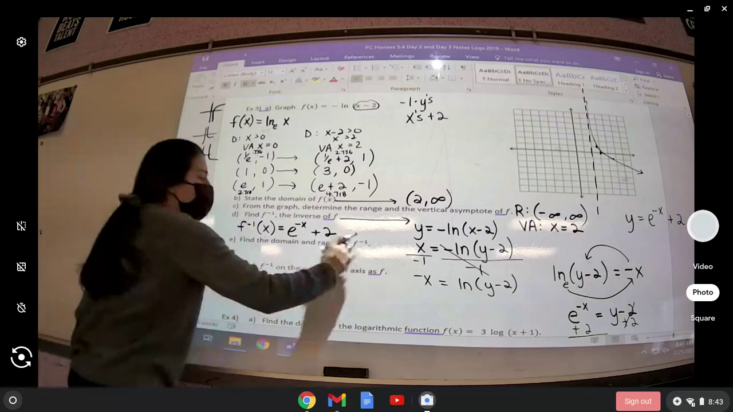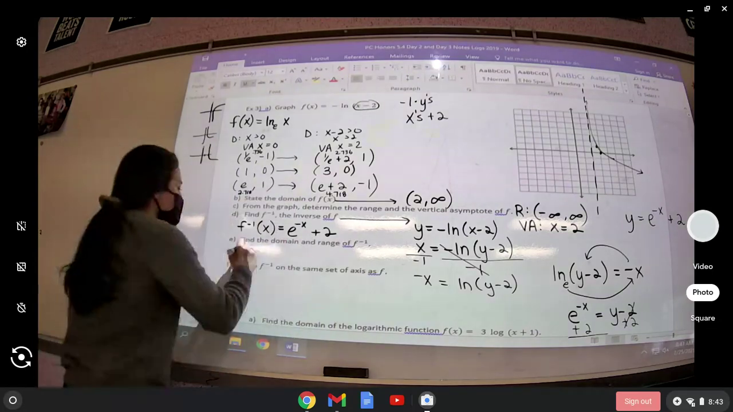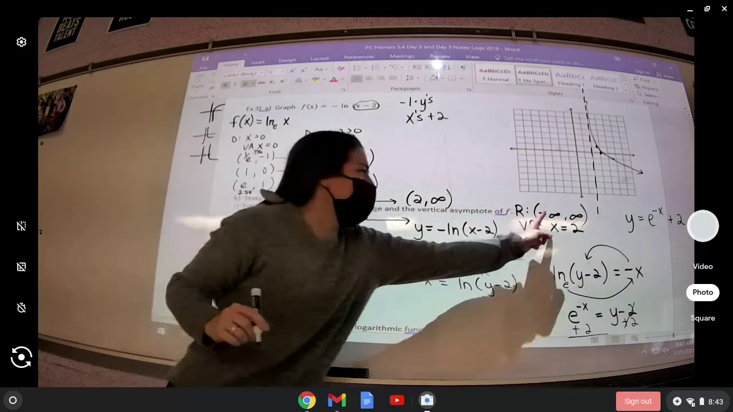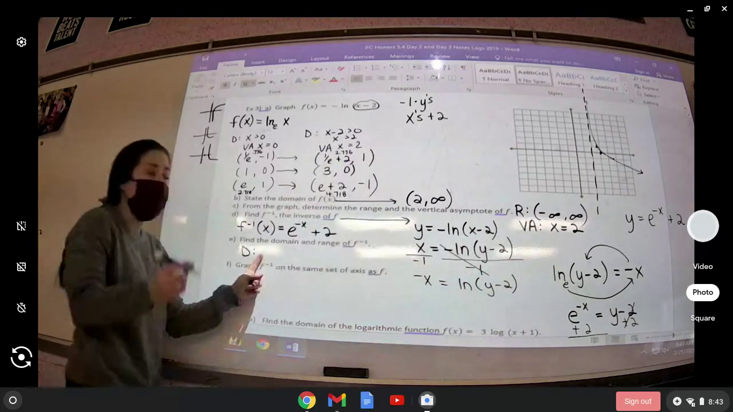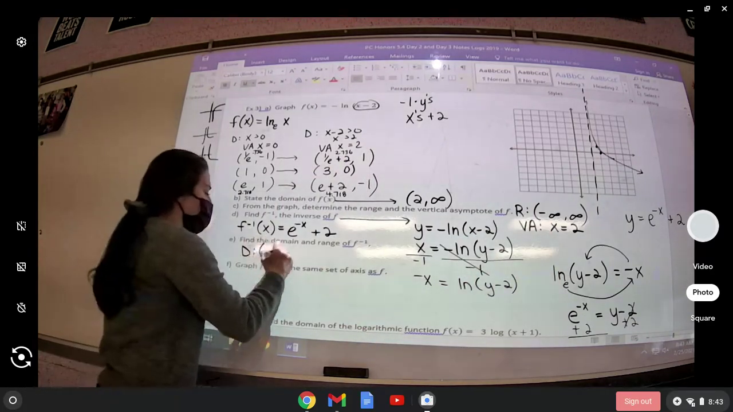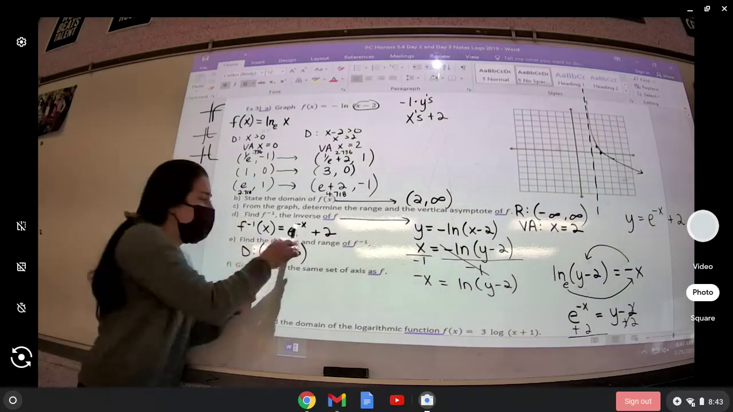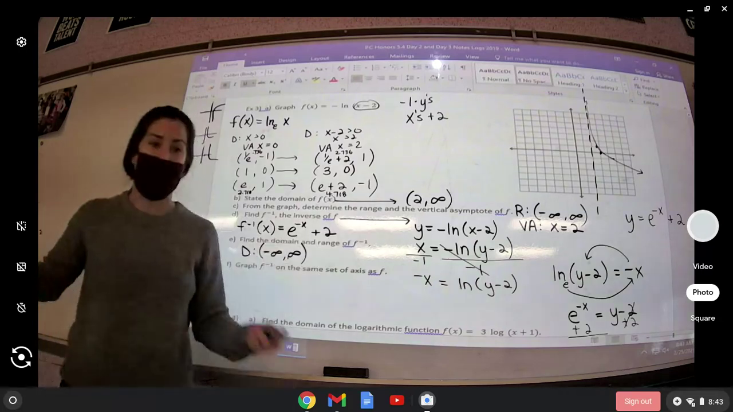All right, now they want you to find the domain and range of the inverse. Well, guys, don't kill yourself, right? His domain is the inverse's range. We said the range of the original function was all real numbers. So that means the domain of the inverse is all real numbers. And it makes sense because the domain are your x's, and the x's are back to being exponents, and exponents are allowed to be anything.